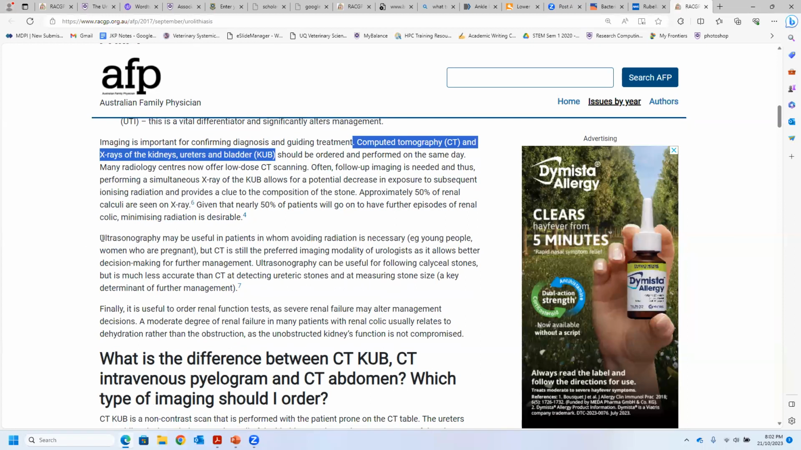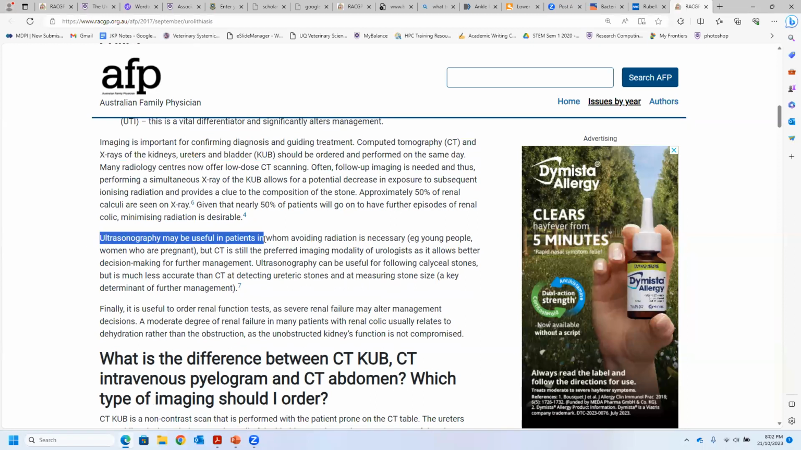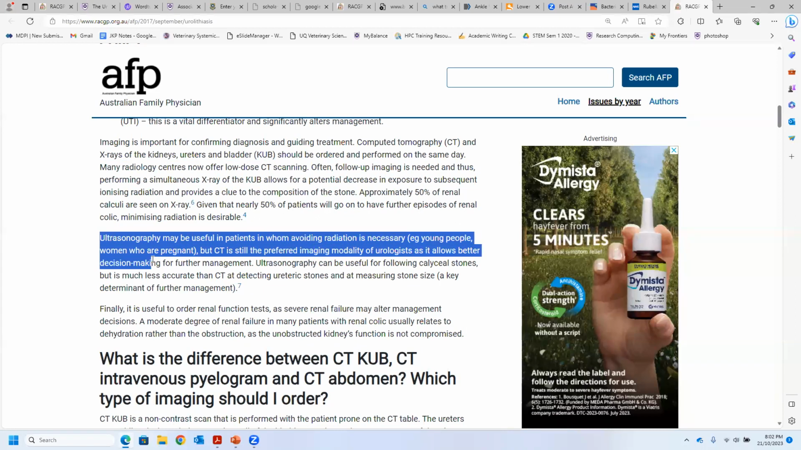Ultrasonography can be used in patients instead of CT, but in which patients do we use ultrasonography for urolithiasis? For very young patients, like the pediatric age group, and women who are pregnant. We usually don't expose them to CT because it's of high radiation. So it is a clinician-made decision.